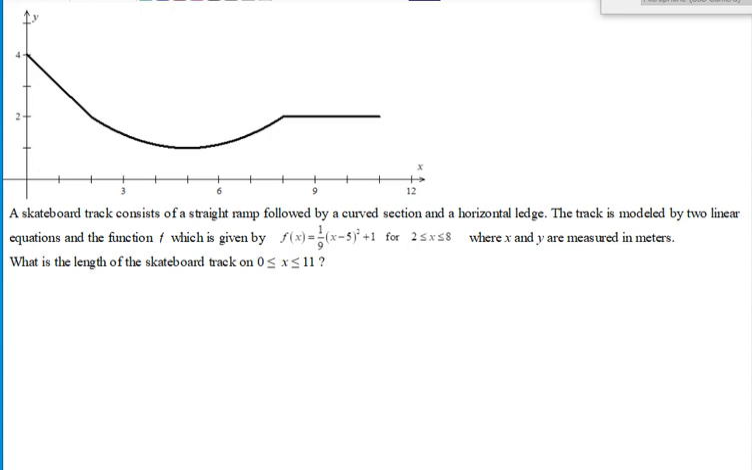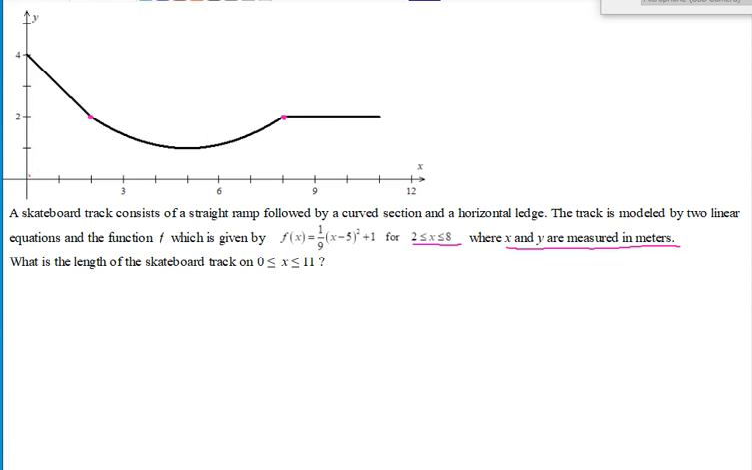The track is modeled by 2 linear equations. So here's our linear equations. And the function f, which is given by f of x equals 1/9 times x minus 5 quantity squared, plus 1. And notice that applies from 2 to 8. So from 2 right here to 8, this gives us the equation of that curved section. And x and y, in this case, it's an applied problem, they're both measured in meters. And it asks, what is the length of the skateboard track on the interval 0 to 11?